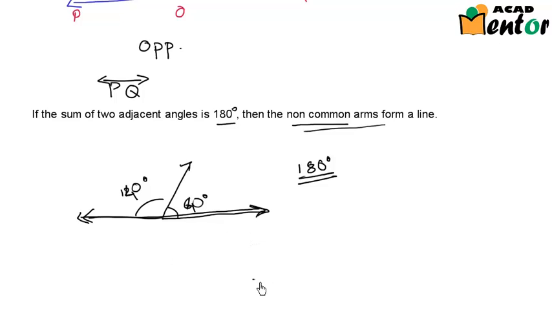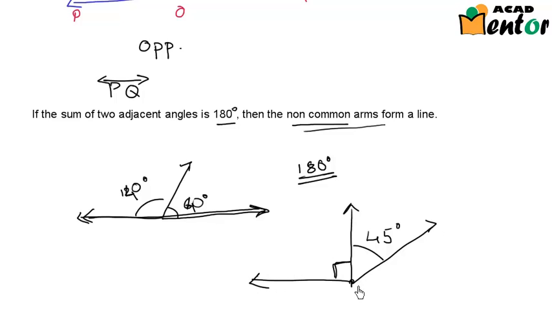But what if the sum of two adjacent angles isn't 180 degrees? Say this is a 90 degree angle and the other adjacent angle here is a 45 degree angle. We see that the sum of these two values is 135 degrees, which is not equal to 180 degrees, right? And we also see that the non-common arms do not form a line. So only when the sum of the two adjacent angles would be equal to 180 degrees, that is when the non-common arms would form a line. Now that was that about axioms. Let's look at a theorem now.